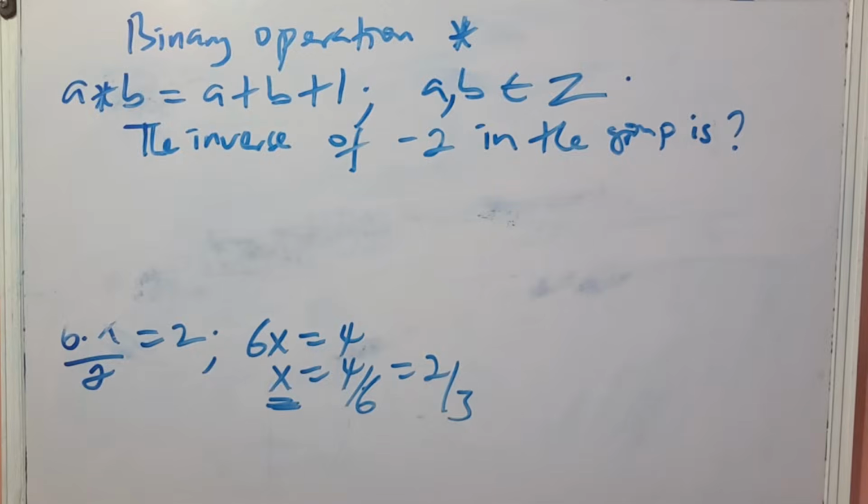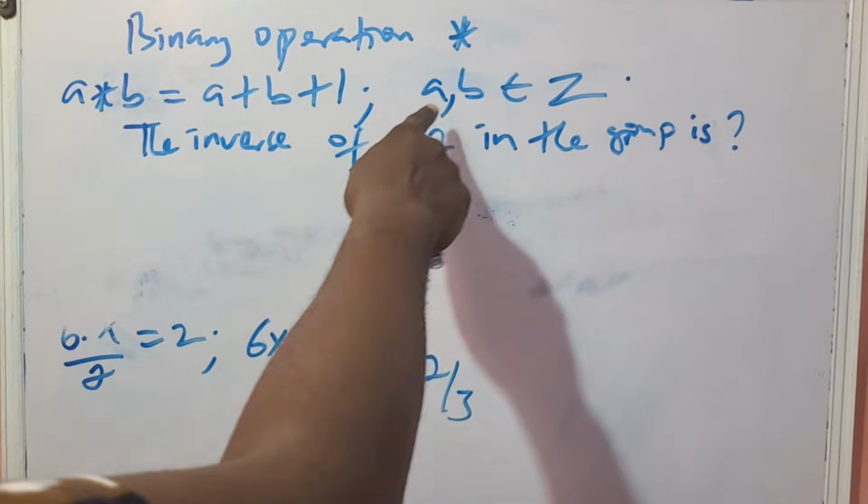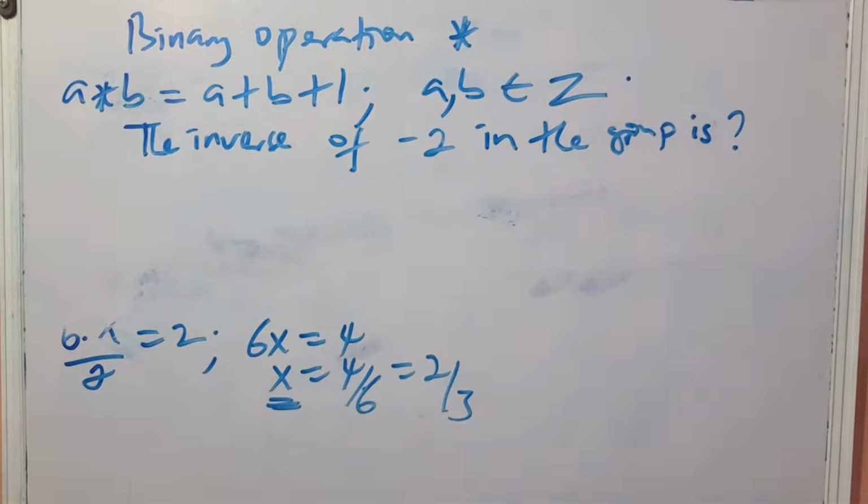So given that the set of integers forms a group under the binary operation star, defined by A star B equals A plus B plus 1, where A and B are elements of the set of integers, we're told to evaluate the inverse of -2 in the group. Can I get an answer in like 60 seconds? All right, because of time, I will keep solving while I'm expecting you to shoot your answers to me.